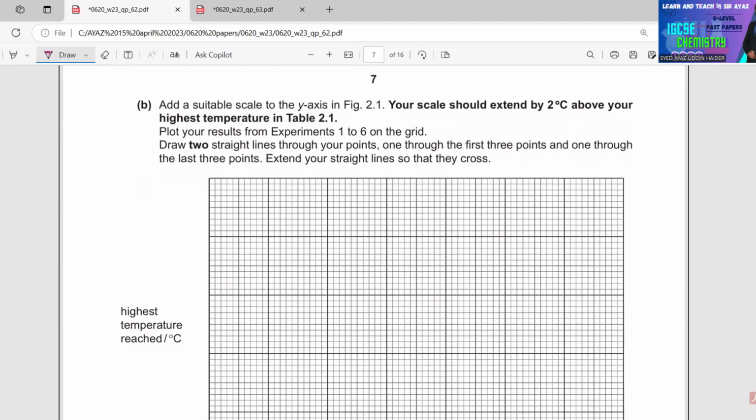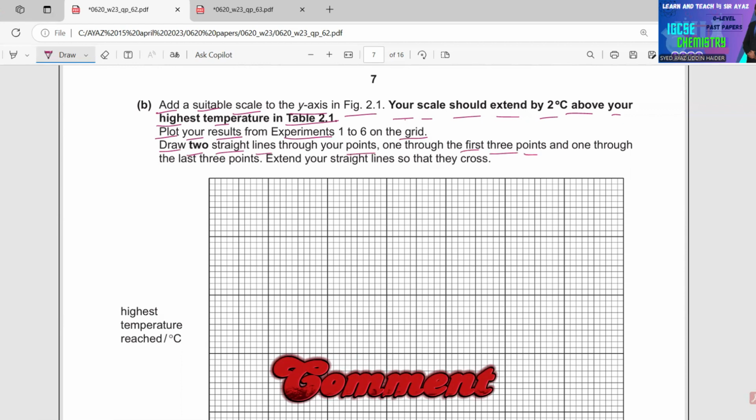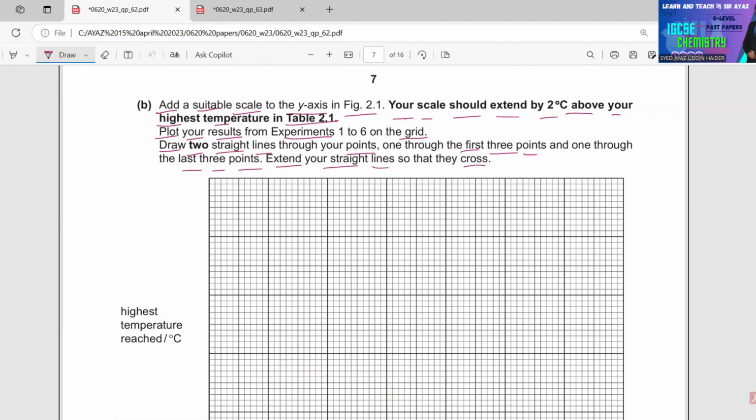B. Add a suitable scale to the y-axis in figure 2.1. Your scale should extend by 2 centimeter cube above your highest temperature in table 2.1. Plot your results from experiments 1 to 6 on the grid. Draw 2 straight lines through your points, one through the first 3 points and one through the last 3 points. Extend your straight lines so that they cross.